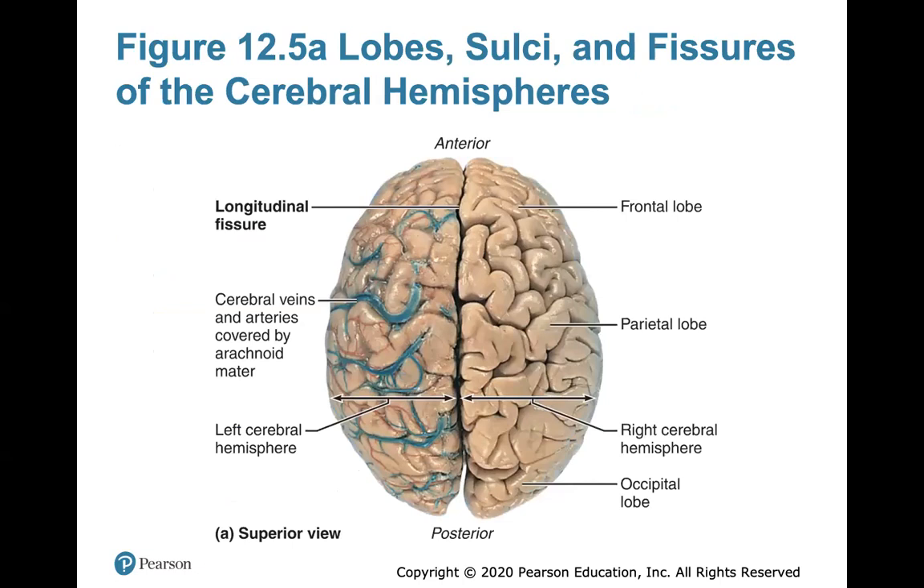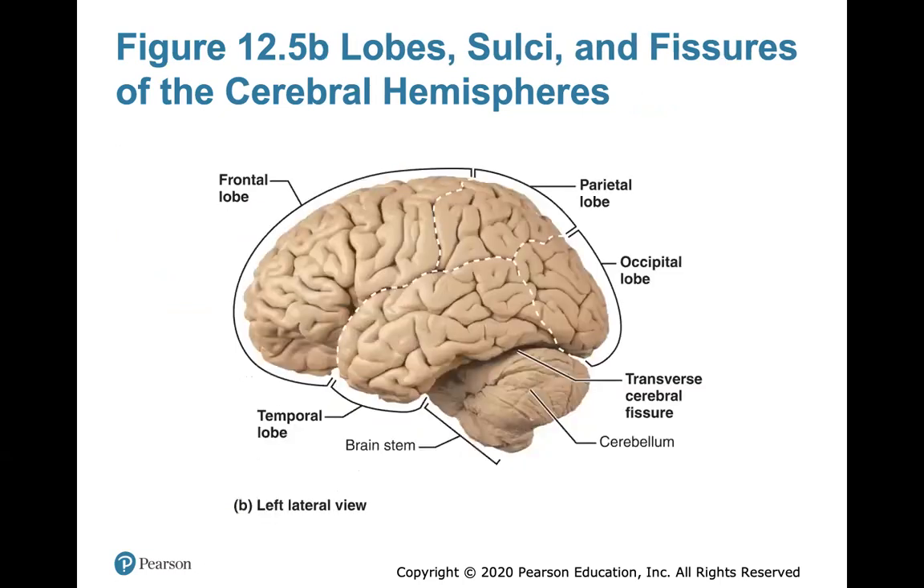So here's the lobes, sulci, and fissures of the cerebral hemispheres. A good review from anatomy, so make sure you understand all these anatomical terms, as well as understanding the different lobes of the brain and where they are located. And there's the cerebellum back there with the brain stem in front.